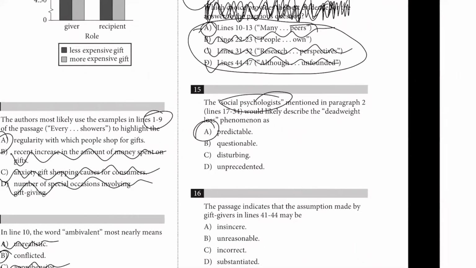Not questionable. They don't question that, right? Disturbing. They never said it's disturbing. They're kind of predicting this, right? They say that it's not surprising. They already know this. Unprecedented, evidence to the contrary. They know this is true. They knew that this was going to happen. They didn't think it was surprising. They were kind of expecting it. Unprecedented means that it was surprising. No. Answer is going to be A.